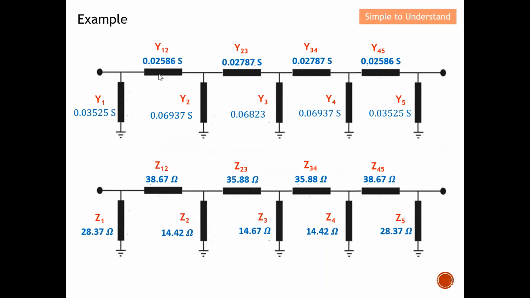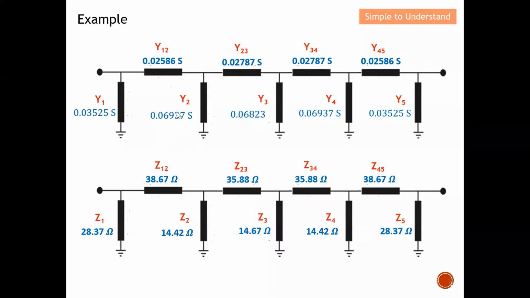Okay, so first thing here, earlier on, I have obtained all the admittance. So the task for me to do is to get the impedance. What I need to do is basically 1 over admittance. For this case, it will be 1 over 0.02586. I obtained this number, which is 38.67 ohm. For all these numbers, I just need to do 1 over. For example, over here, I just need to do 1 over 0.02787. I should be able to get 35.88.